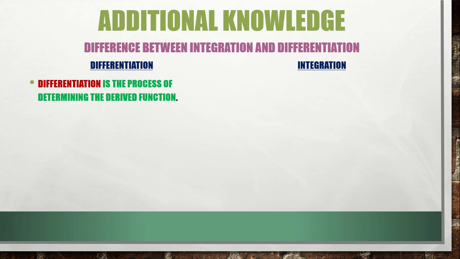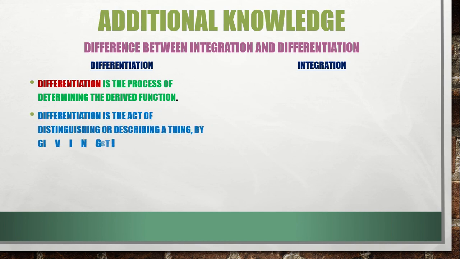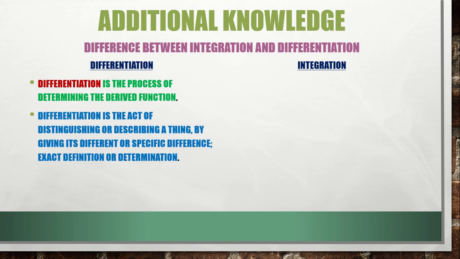So it's not just a matter of determining a derived function. You have to derive that, which is right, but with an objective. And here is the objective. Differentiation is the act of distinguishing or describing a thing by giving its different or specific difference, or I simply mean the exact definition or determination.